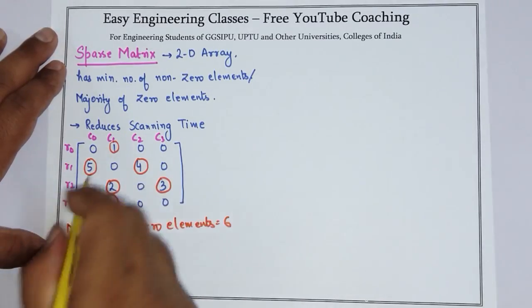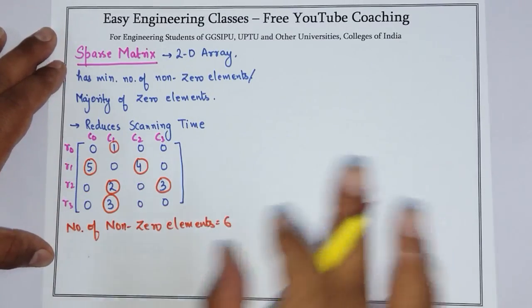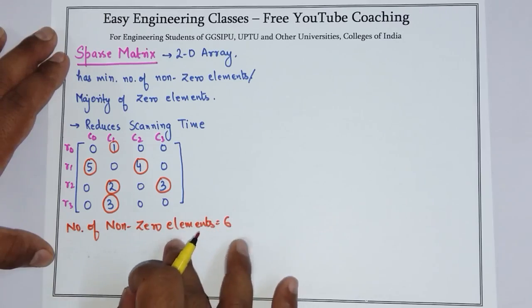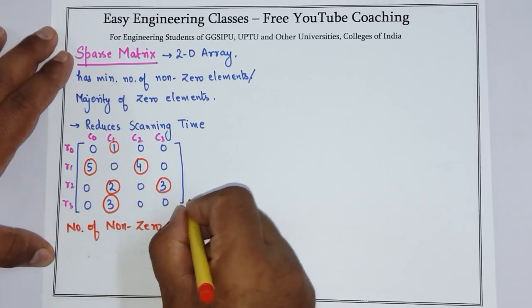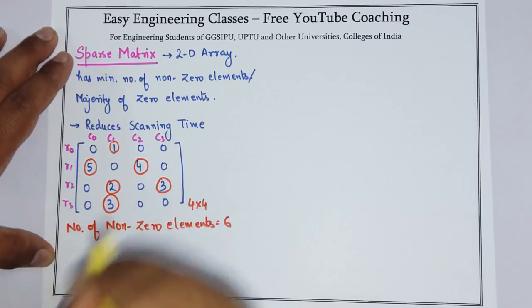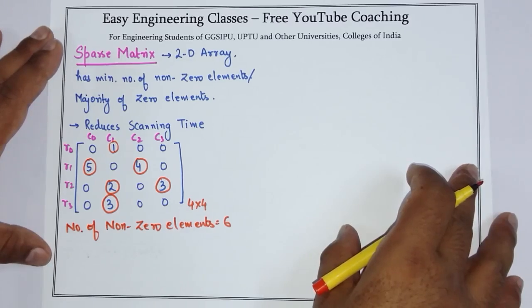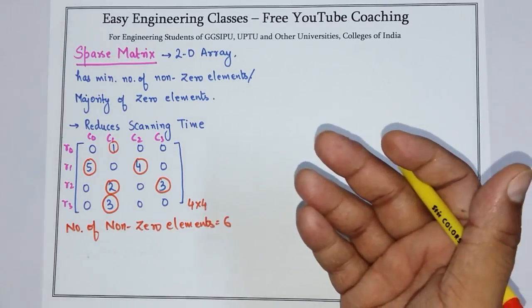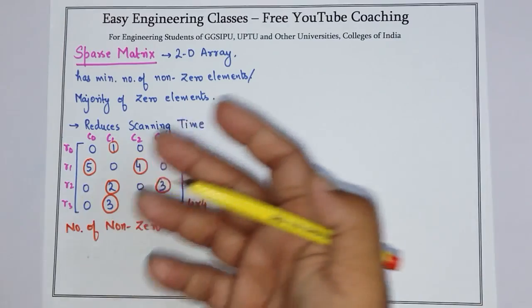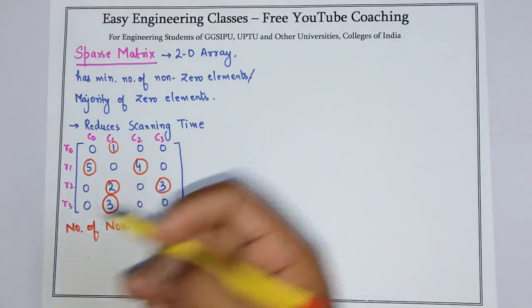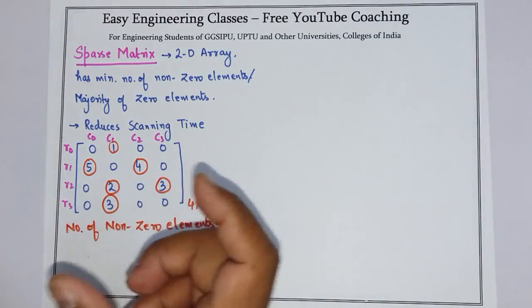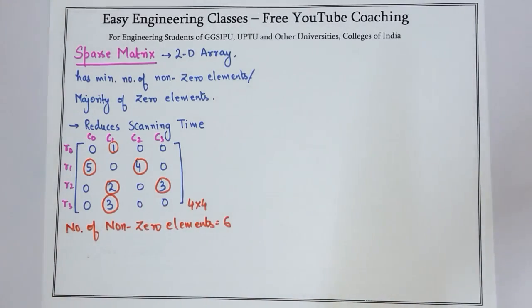And the total number of elements are 4 into 4, 16. So out of 16, only 6 non-zero elements are there in a sparse matrix of 4 cross 4. So we can use this sparse matrix to find the particular position of the value or find that the value is there in the matrix or not in a less number of time.